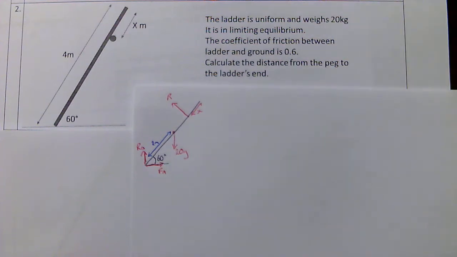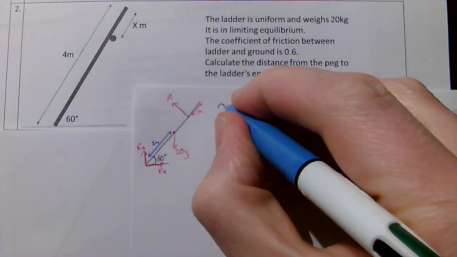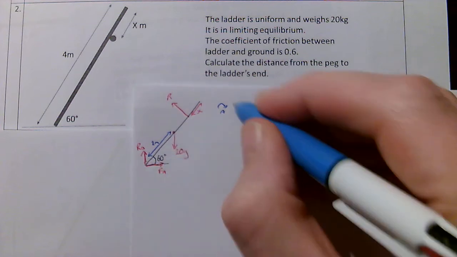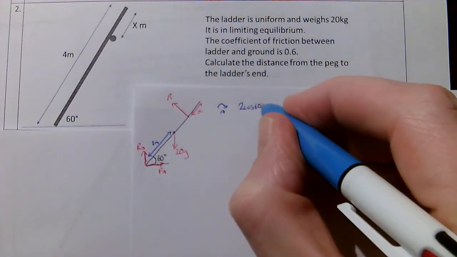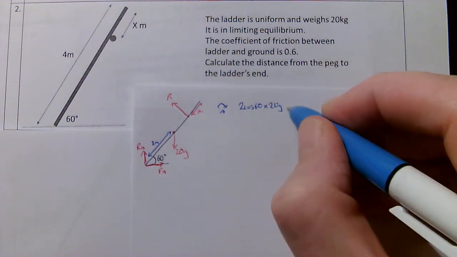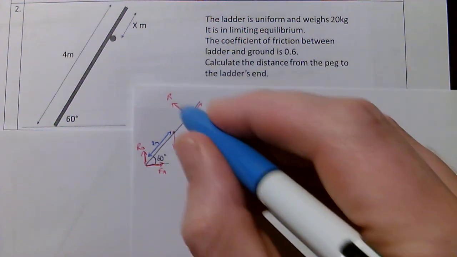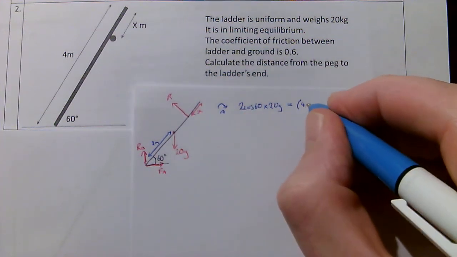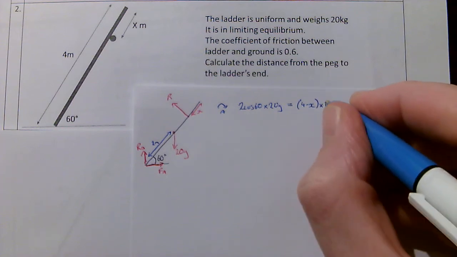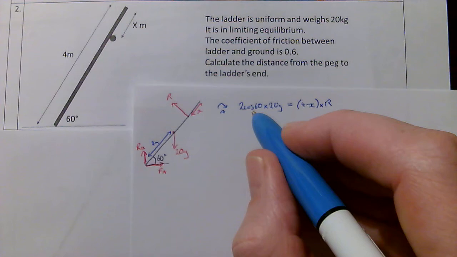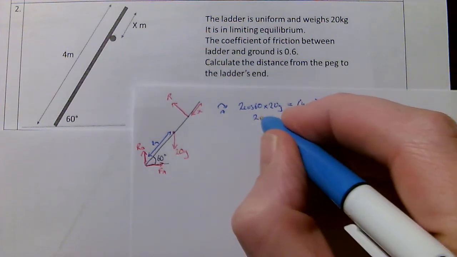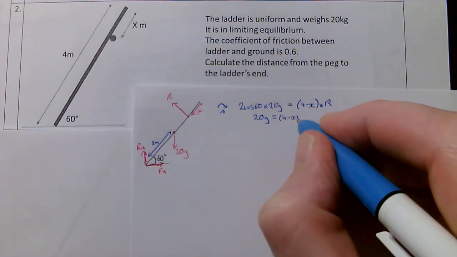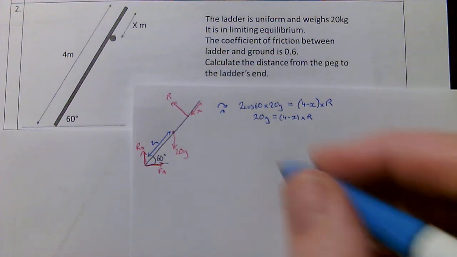Okay, so we're going to start in exactly the same way. We're going to take moments about A. Looking at my clockwise moments, I've again got 2 cos 60, which is this distance here, times 20g, equals, so that's my clockwise moment, my anti-clockwise moment, well, it's going to be this distance here, which is 4 minus x, times R. 2 cos 60, well, cos 60 is a half, so it's 20g equals 4 minus x times R.